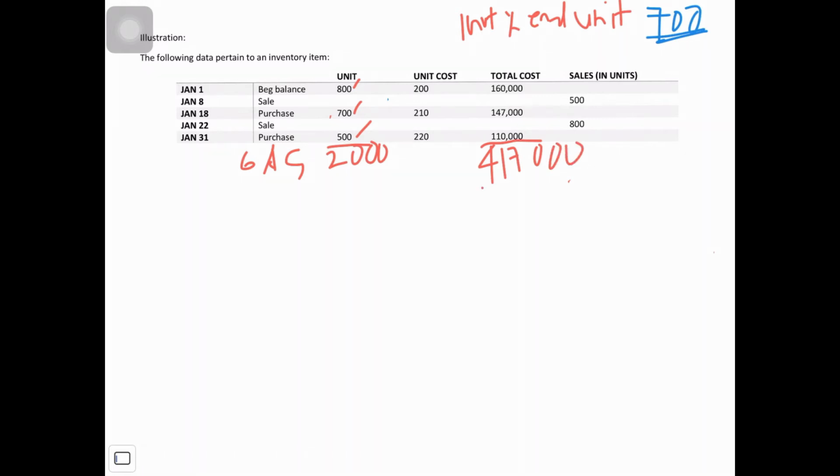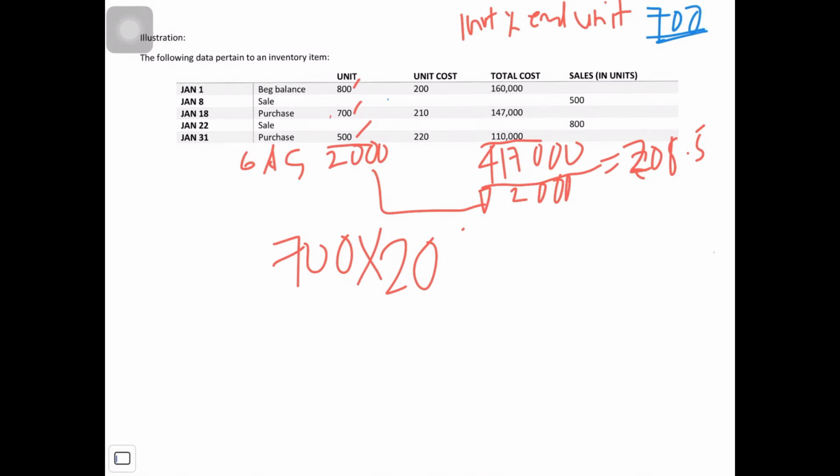And then, it would be 417,000 divided by 2,000. So, ang kanin mo yung denominator, guys. So, 417,000 divided by 2,000. So, we have 208.5. So, pila tong total inventory end in units, guys? 700 times 208.5. So we have 1,459.50. So mo niya tong inventory end.